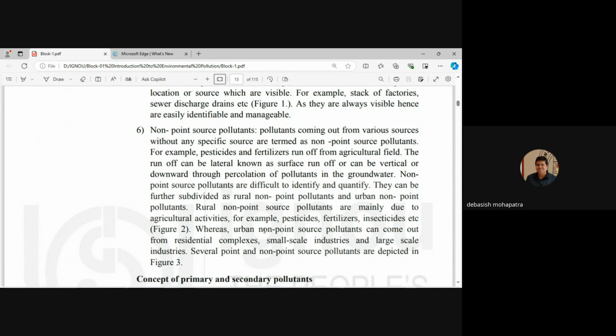Rural non-point source pollution is mainly due to agricultural activities, for example, pesticide, fertilizer, insecticide, etc. Whereas urban non-point sources come out from residential complexes, small-scale industries, and large-scale industries. Several point and non-point sources are depicted here.